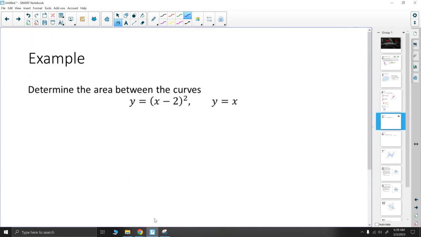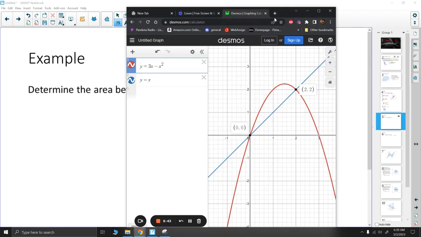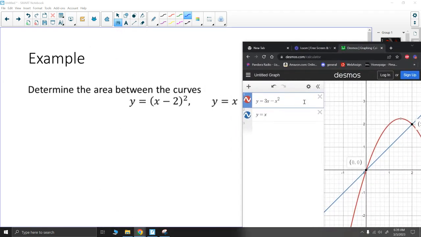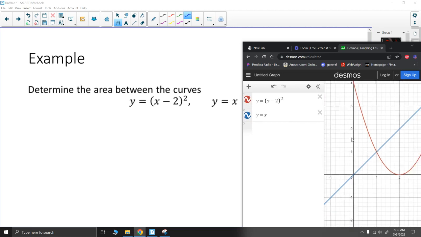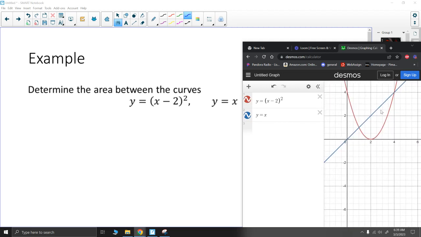Determine the area between these two curves. So we have another y equals x, nice simple graph there, and we have x minus 2 squared. Okay, so again, we have another region. This region now is from 1 to 4.